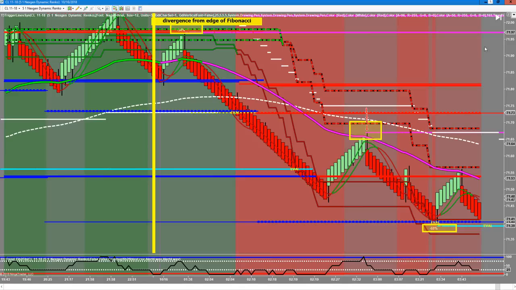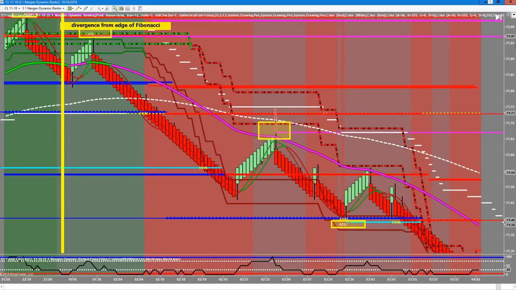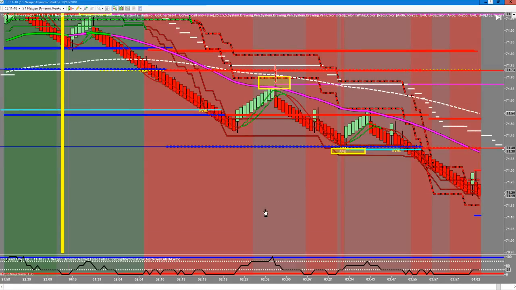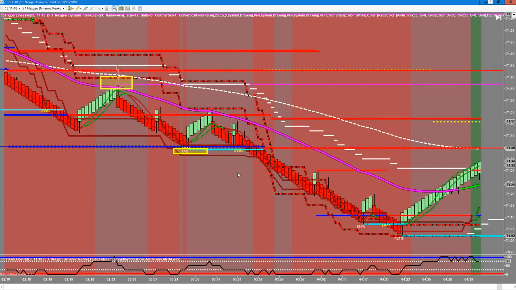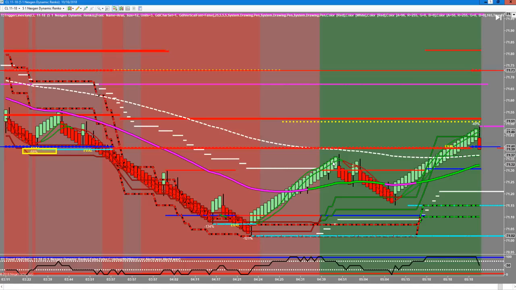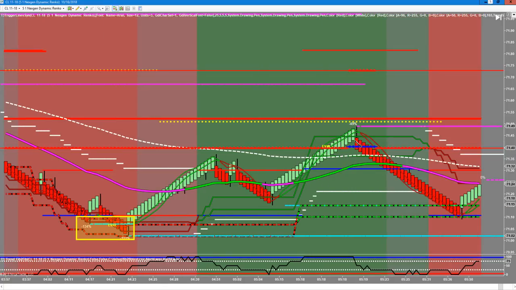All right, we broke through further. And again, no easy trend trades here. I mean, there was a trend trade, but we're not doing it because of divergence. So what do we see? Lots of divergences. We go back up, and the thing turns green. Still no easy trades. Divergence, and we go lower.